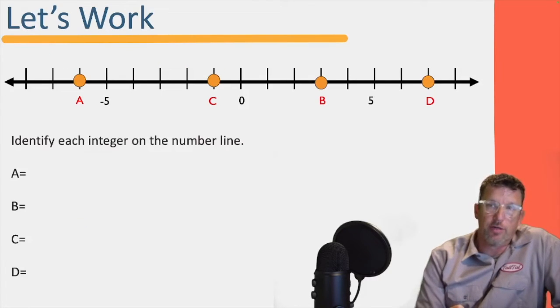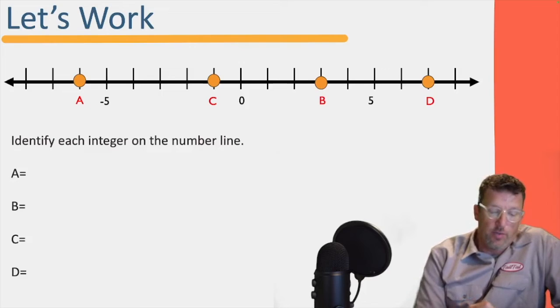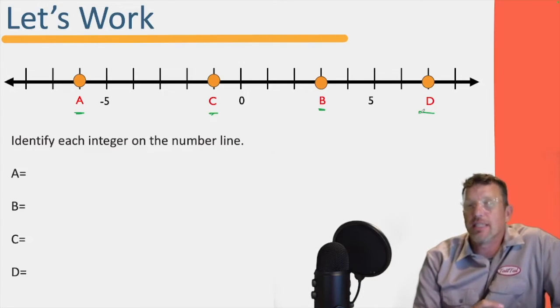Let's try this one on your own, and then we'll come back and see if you're right. The question is, identify each integer on the number line. In other words, what does the A represent? What does the C represent? What does the B represent? And what does the D represent? Go ahead and pause real quick and see if you can solve those.